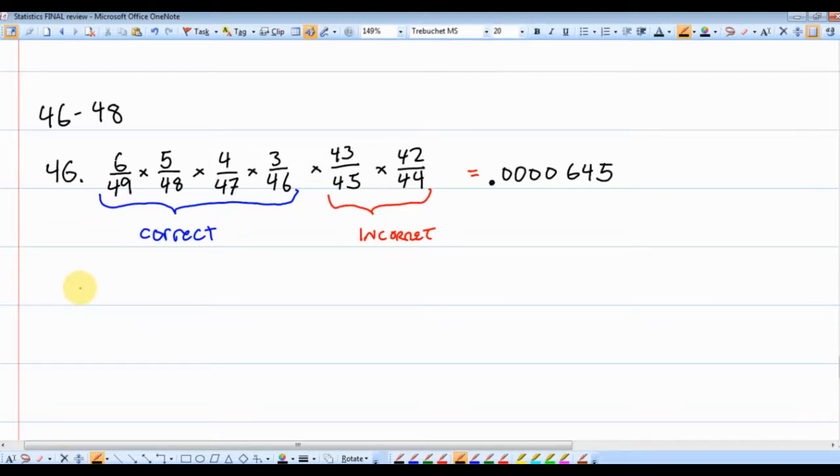Now we're supposed to figure out the probability of getting 5 balls correct. No, we did 4. Okay. So to get 5 balls correct, it's 6, 5, 4, 3, 2, and then 1 ball incorrect.